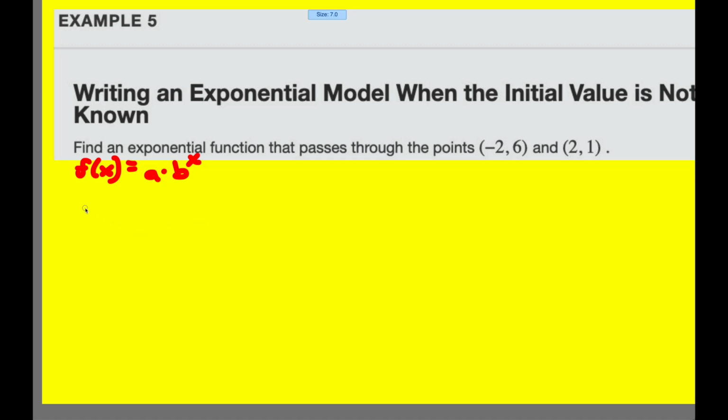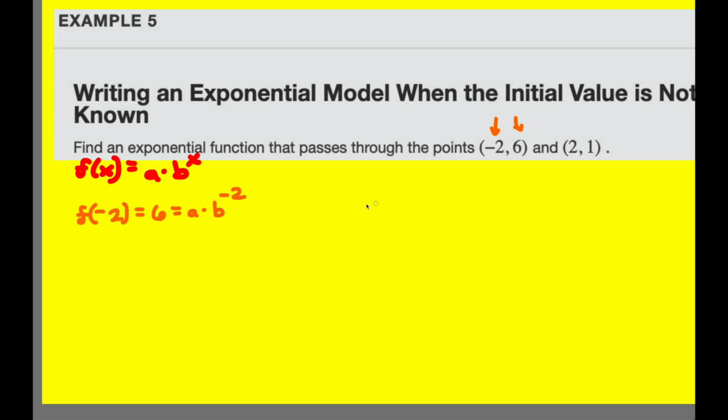First thing I'm going to do is write f of negative 2 is equal to 6, because that's what this means. When x is negative 2, the y, which is f in this case, is 6. But I'm going to use that red equation up there to help me out. So I'm going to say a times b to the x, which in this case x is negative 2. Now we still don't know what a and b are, but at least we have some numbers attached to this.